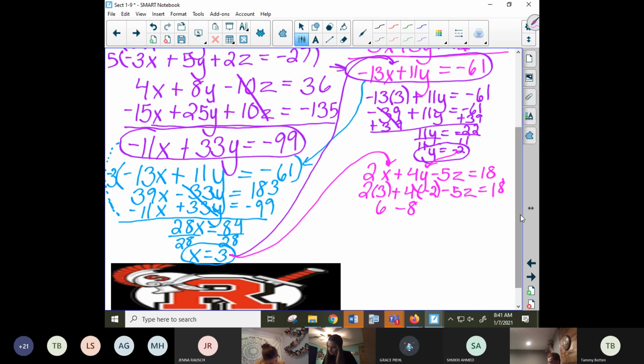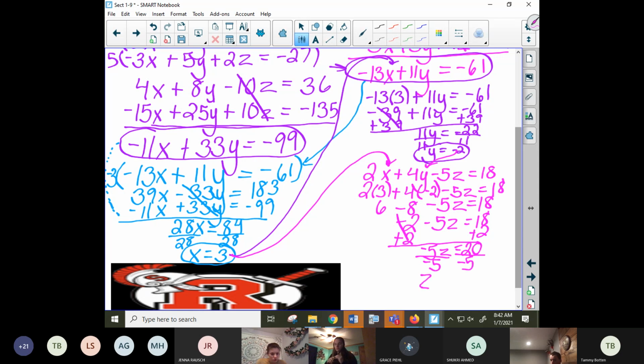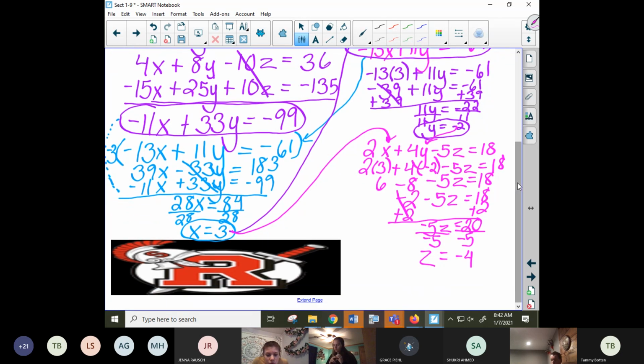This is 6, this is minus 8, minus 5z equals 18. 6 minus 8 is negative 2. And then I'm going to add 2. And I get negative 5z equals 20. Divide by negative 5, and z is negative 4. And then if you remember with these, you write it as an ordered triple, it's called. So my x goes first, that's 3. My y is negative 2. My z is negative 4.